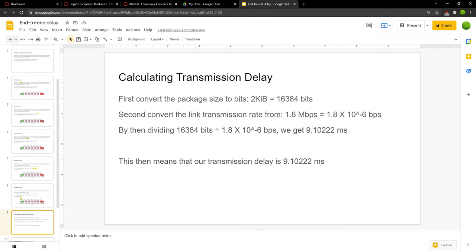With this organized information, let's calculate our transmission delay. First, let's convert the packet size into bits, equaling 16,384 bits. Second, let's convert the link transmission rate from megabytes per second to bits per second. By dividing our converted packet size by the link transmission rate, we get 9.1022 milliseconds, which is our transmission delay.